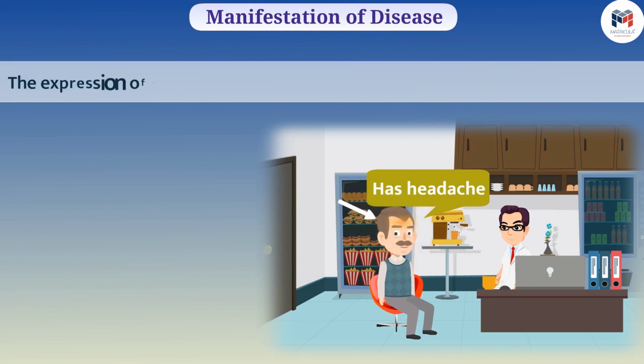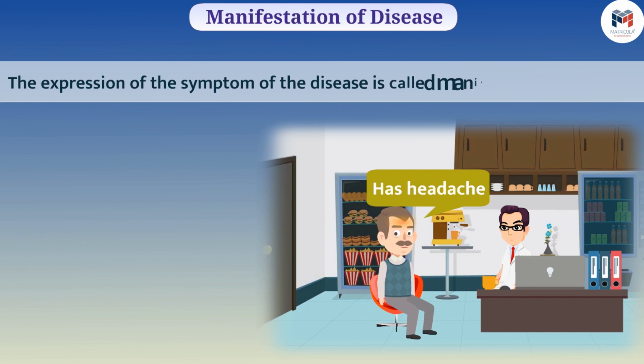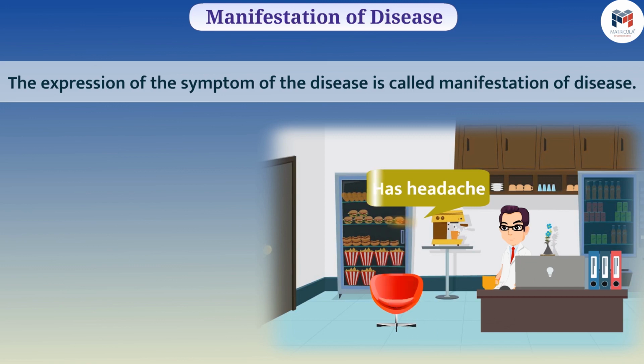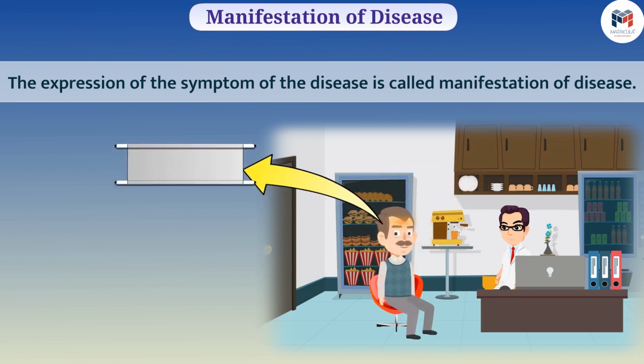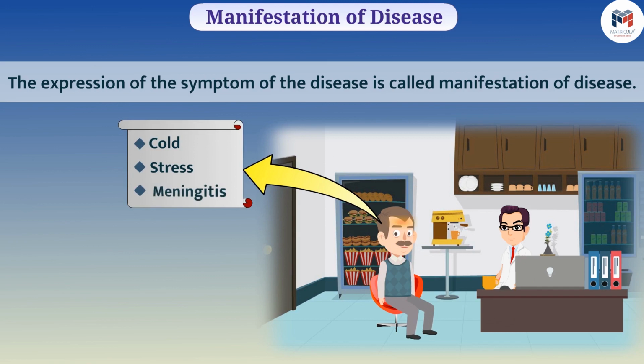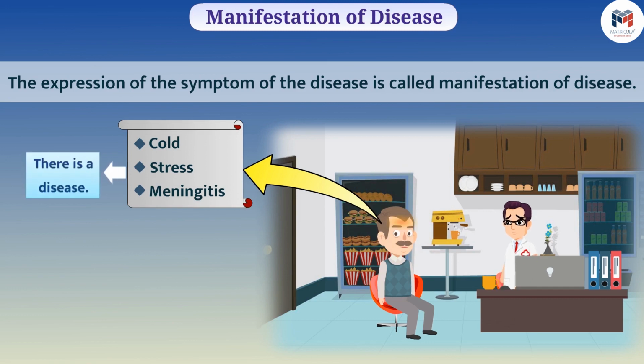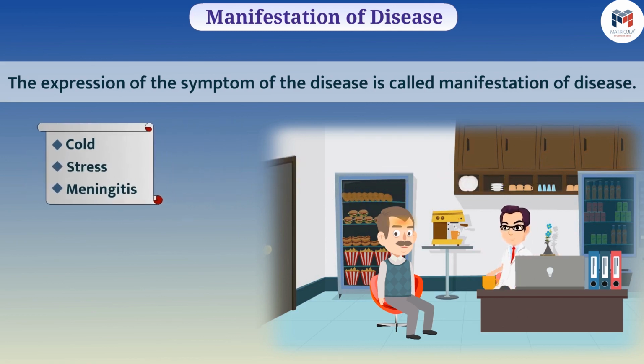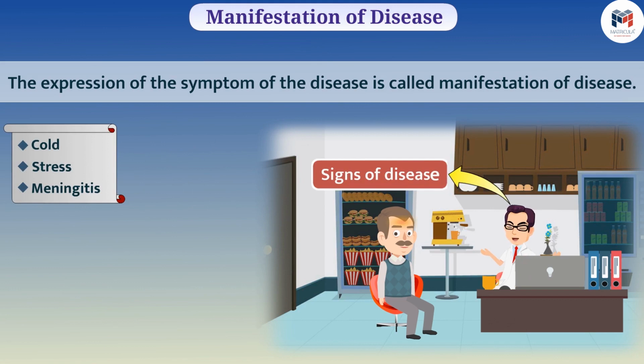The expression of symptoms of disease is called manifestation of disease. If someone has a headache, then it may be due to cold, stress, meningitis, and many more. Therefore, from symptoms, we get to know that there is a disease. But from symptoms, we cannot know which disease it is. Therefore, on the basis of symptoms, the doctor looks at the signs of disease and identifies the disease.